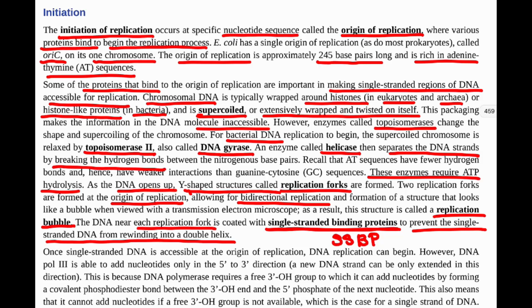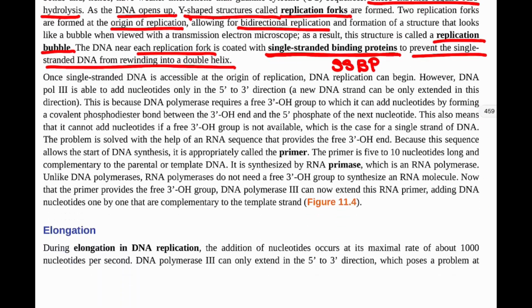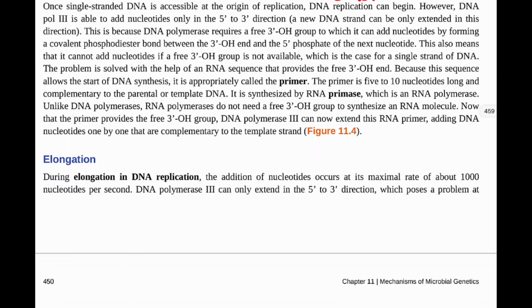So topoisomerase 2 in bacteria is going to go to the origin of replication, and it's going to relax the DNA from being all twisted up, from being supercoiled. Then helicase is going to come in and unzip it by pulling the two strands apart. Then we have our single-stranded binding proteins, which are going to then hold that open for us. So now we have our DNA available. So once our single-stranded DNA is accessible at the origin of replication, then our DNA replication can begin.